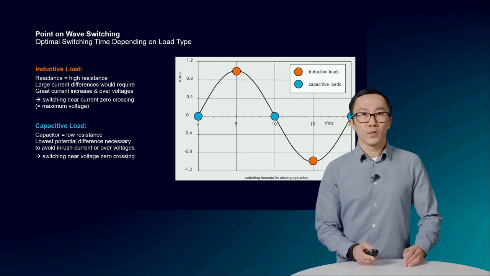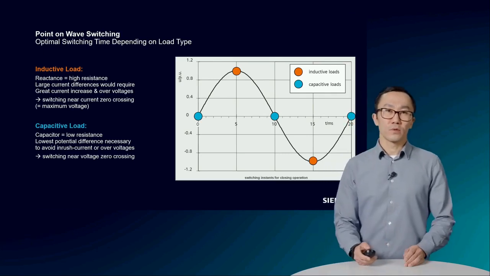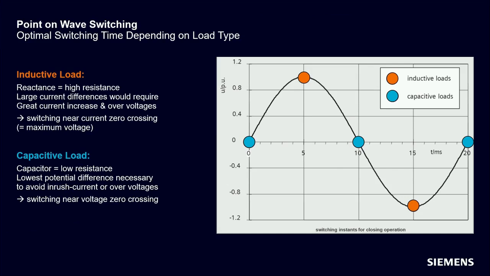So the optimal switching time for point-on-wave switching depends on the load type. As reactance represents high resistance to the grid, the best switching time will be at near current zero crossing, which means at maximum voltage. These are the orange points on the diagram. Capacitive load on the other side represents low resistance to the grid and should be switched on near voltage zero crossing. These are the blue points on the diagram. This is the basic strategy for point-on-wave function.